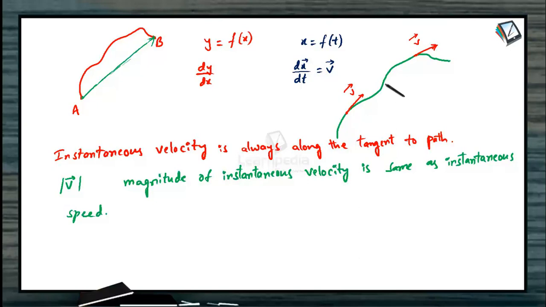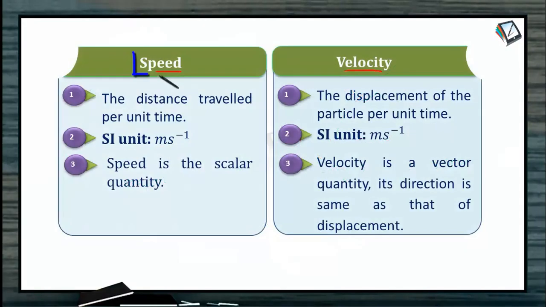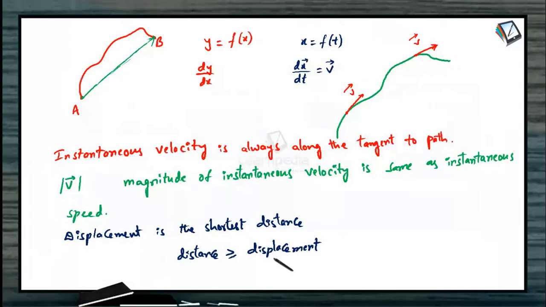And one more thing, as we know that displacement is what? The shortest distance. That is why we can say that distance is always greater than or at the most equal to displacement. The same kind of relation can be written for the speed and velocity also. So let's move on to understand the speed and velocity concept with the help of some examples.